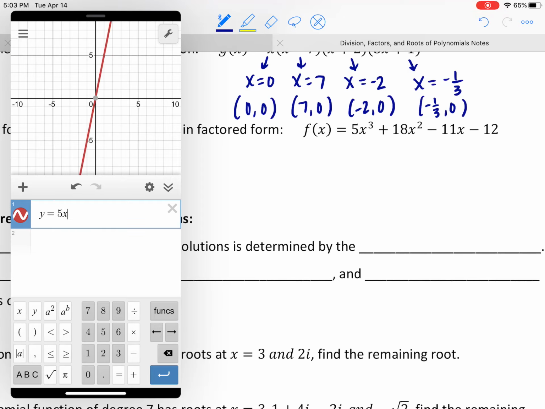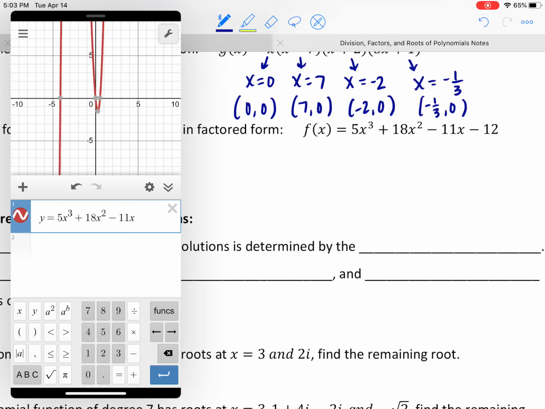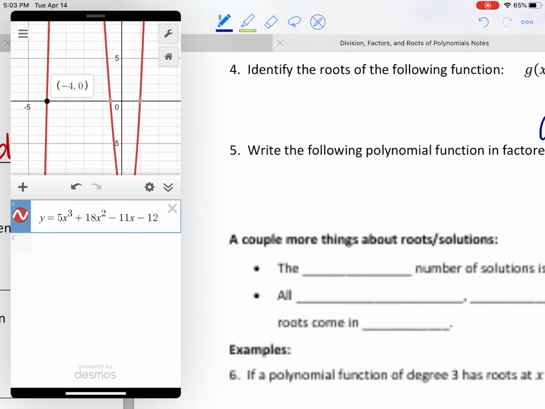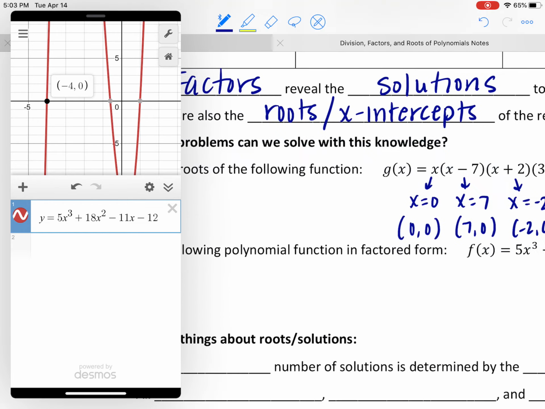we are looking at y equals 5x to the 3rd power plus, really slow because this keyboard is tiny and my fingers are too big, sorry, 18x to the 2nd minus 11x, and then minus 12. We see that this graph crosses the x-axis 3 times.